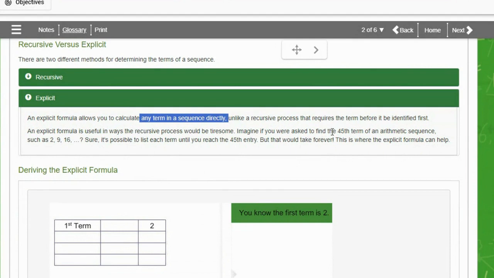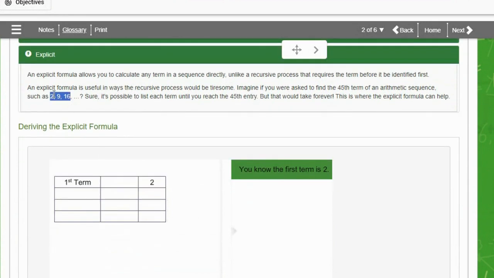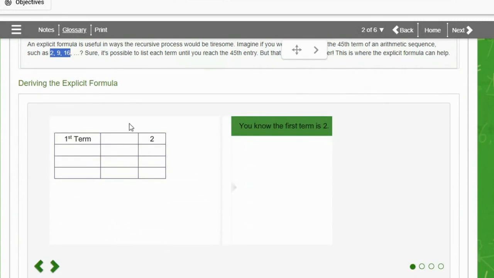Like if we were asked to find the 45th term of a sequence that starts 2, 9, 16, it's like, okay, well, I know I can just keep adding 7 until I get 45 terms. But Mr. Brock, please tell me there's a better way. Well, there's a better way. So let's talk about how we would know that. 2, 9, 16. We know it's just adding 7.